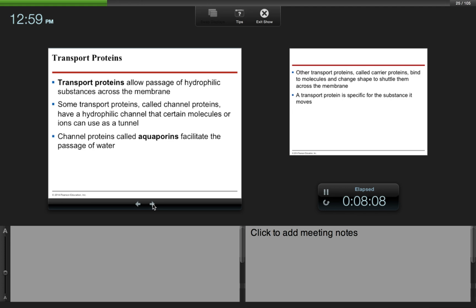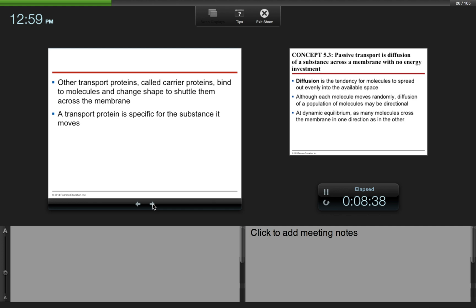Transport proteins allow passage of hydrophilic substances across the membrane. Some transport proteins, called channel proteins, have a hydrophilic channel that certain molecules or ions can use as a tunnel. Channel proteins called aquaporins facilitate the passage of water. So remember that water is small enough to diffuse through the pores in the cell membrane, but in order to facilitate the transport of a large amount of water, the cell can use these aquaporins. Other transport proteins, called carrier proteins, bind to molecules and change shape to shuttle them across the membrane. A transport protein is specific for the substance it moves.